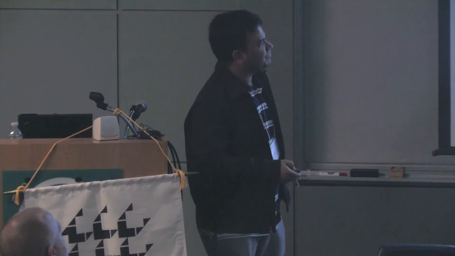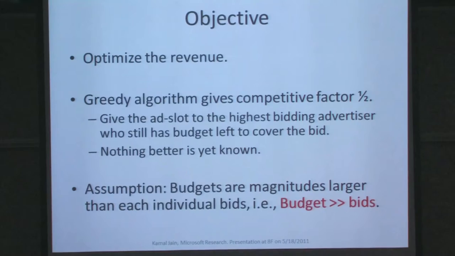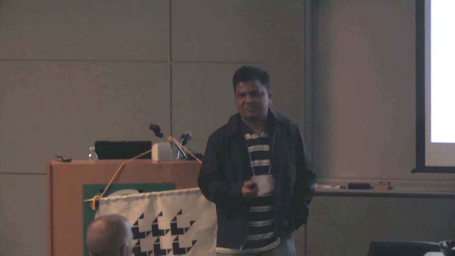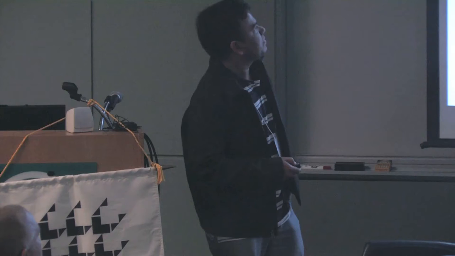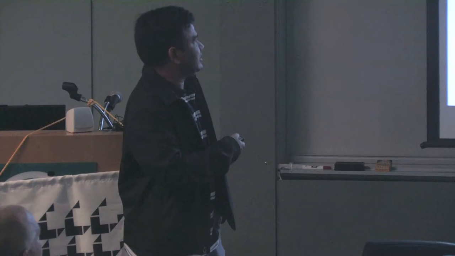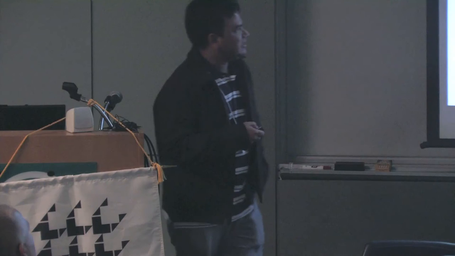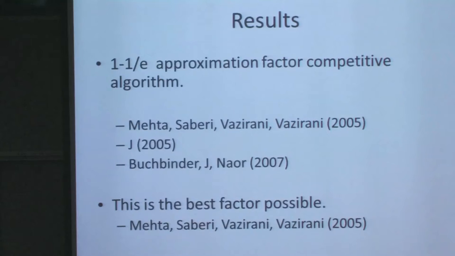So, in this model, budgets are orders of magnitude larger than bids, which is true because typically advertisers are looking for millions of audience. They usually bid expectedly less than a penny per audience, and they have hundreds of thousands of dollars of budget. So this is in practice true. Then in this problem, you can again get basically a 63% approximation factor. This is essentially the Mehta, Saberi, Vazirani paper, which proved this 63%. And this is again the best possible number. Okay. So let me show you how we prove it first, and then we build on top of that.